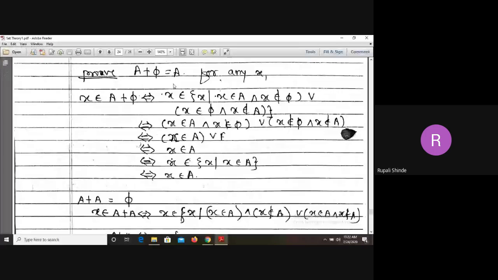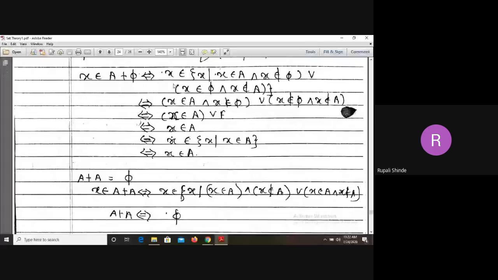So the next statement is A plus A is equals to phi. So again here we have to apply the definition for A plus A. So can you tell me how we can define A plus A? A plus A म्हणजे काय असणार आहे? Apply here the definition for Boolean sum. Tell me this one in the form of relative complement.